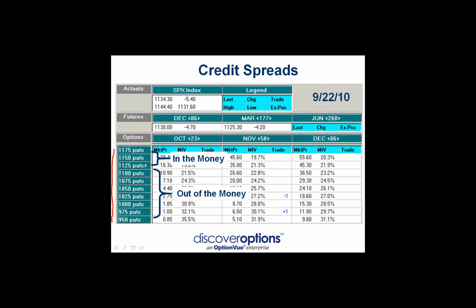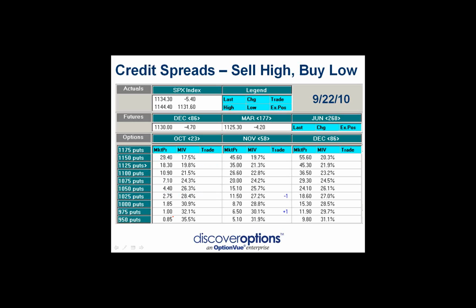Now what we've done is laid this out with the at-the-money put here. The in-the-money puts are above. The out-of-the-money puts are below. Now, here we have a credit spread. We can see that it's in November. This is back from September 22nd.